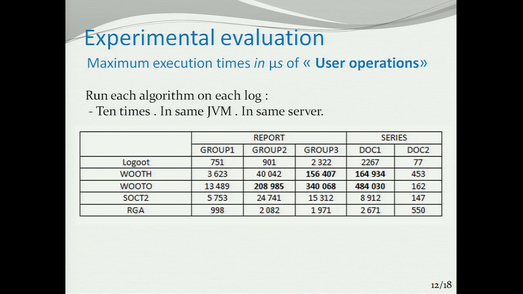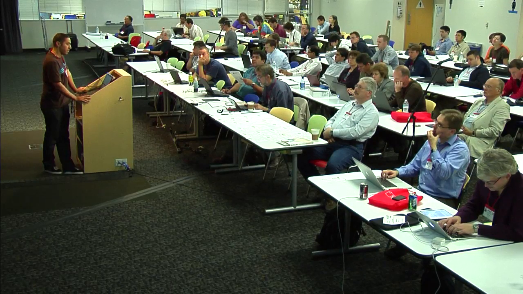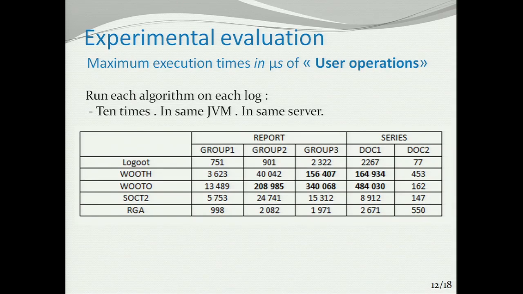After retrieving traces, we ran each algorithm on each log 10 times in the same JVM and on the same server. In this table, we represent the maximum execution time in milliseconds of user operations. If the response time exceeds 50 milliseconds, users can observe bad performance of applications. We can say WOOT H and WOOT O cannot be safely built into applications for real-time document editing. We have some executions that exceed 50 milliseconds.